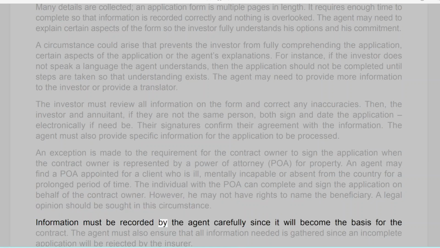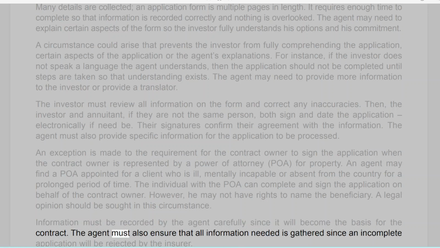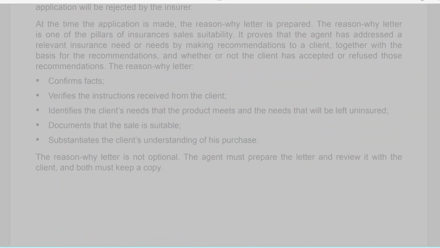Information must be recorded by the agent carefully since it will become the basis for the contract. The agent must also ensure that all information needed is gathered since an incomplete application will be rejected by the insurer. At the time the application is made, the reason why letter is prepared. The reason why letter is one of the pillars of insurance sales suitability. It proves that the agent has addressed a relevant insurance need or needs by making recommendations to a client, together with the basis for the recommendations, and whether or not the client has accepted or refused those recommendations.